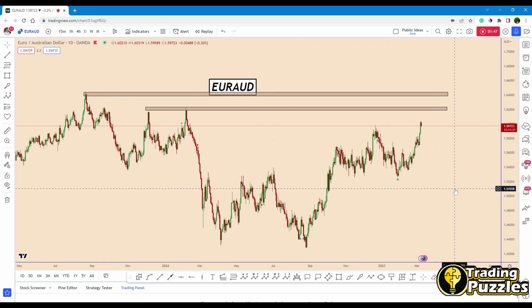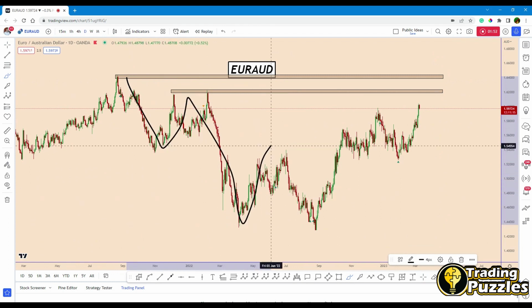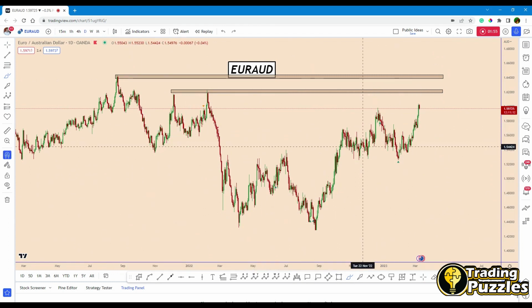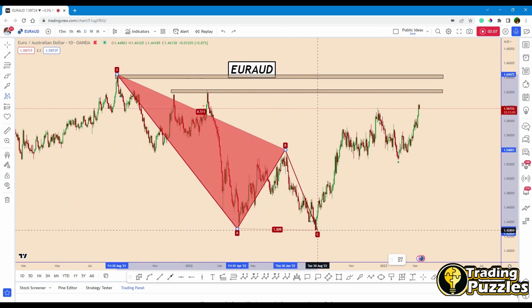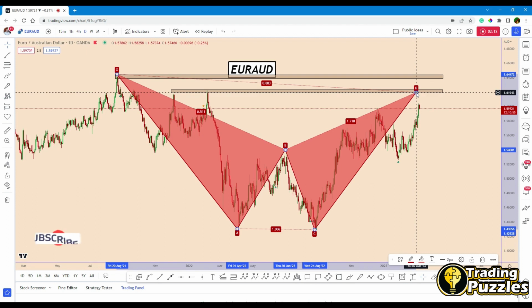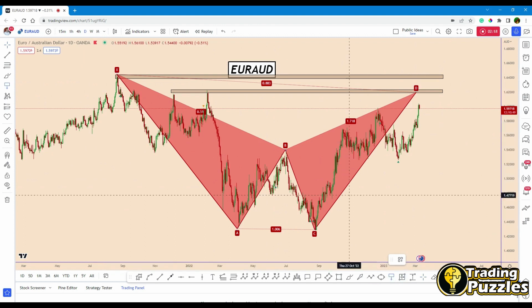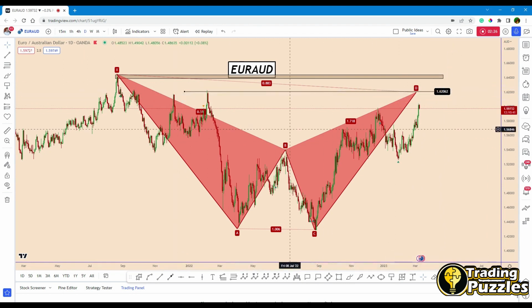However, that's not all that I'm looking at. Considering that price is moving with big waves, I'm also looking at these patterns here. The first one is this harmonic pattern. This is a big one, and it looks like the price may complete close to 1.62 approximately. So this is the first pattern that I'm looking at.